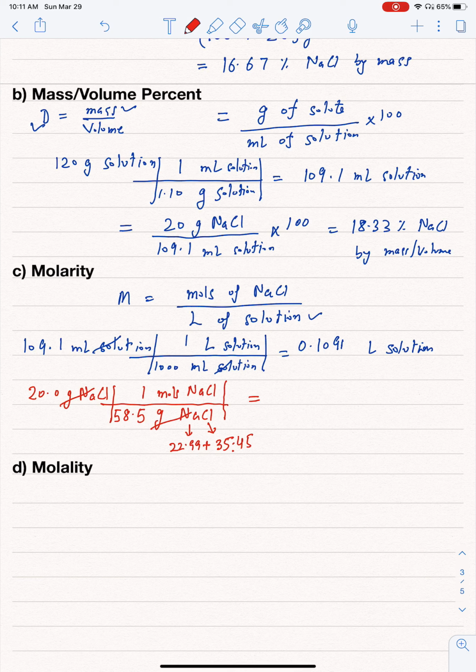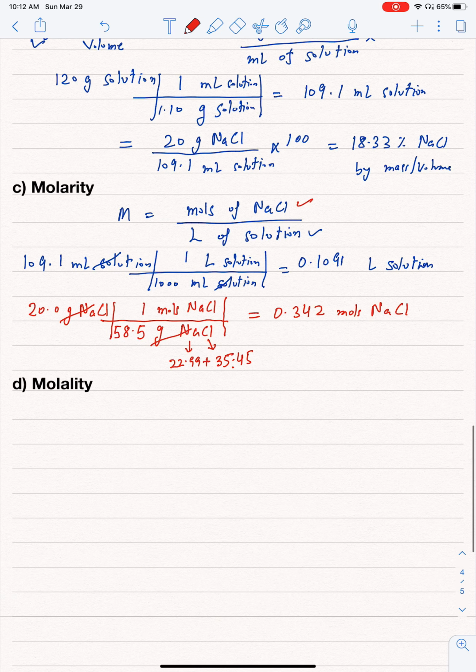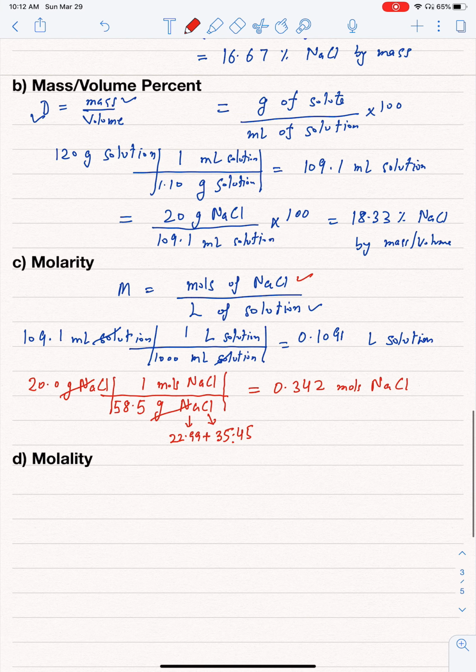You can do your math by doing 20 divided by 58.5, and that gives you 0.342 moles of NaCl. Well, now I have both of those things. I have the moles of NaCl and I got the liters of solution. That means I can go ahead and calculate the molarity. So I can just go back there and plug those numbers in.